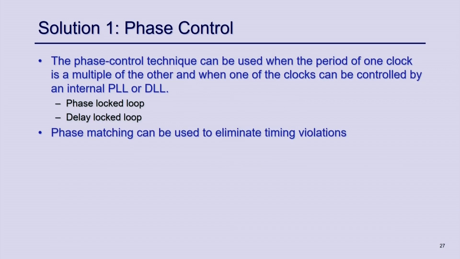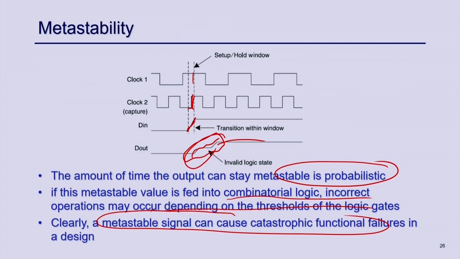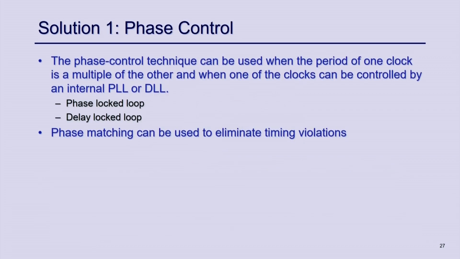There are 3 primary techniques that have to be applied to avoid this metastability when a signal is going from one clock domain to another clock domain, which have a different clock period. The first technique is phase control. This is applicable when one clock is a multiple of the other. So, one is 100 megahertz, another is 50 megahertz.